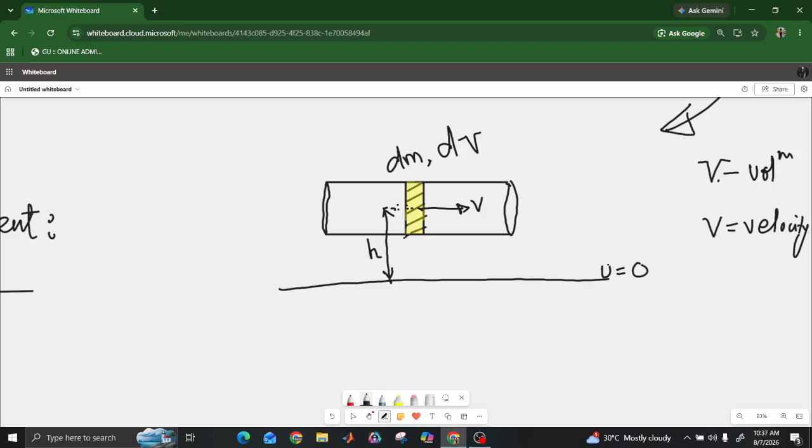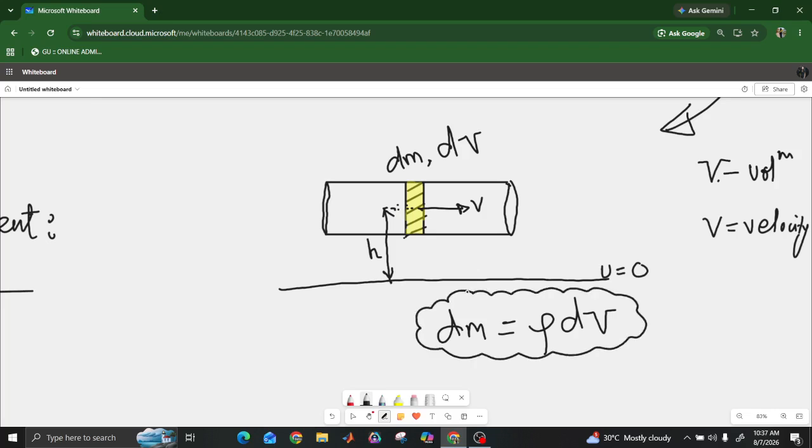You already know about potential energy. Since it's at a height, here potential energy will be different. And one more thing, I can write here dm is equal to rho dV, where rho is the density of the fluid. So this we need to keep in mind.